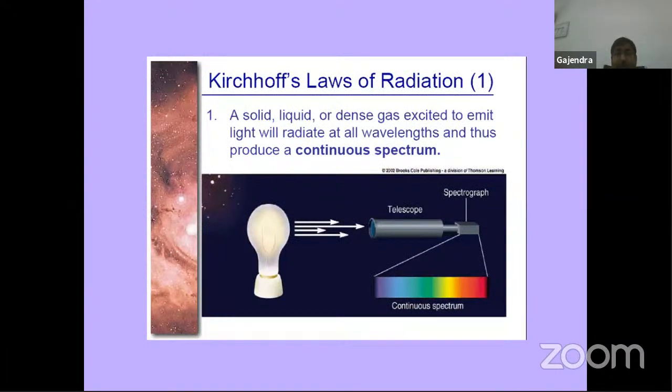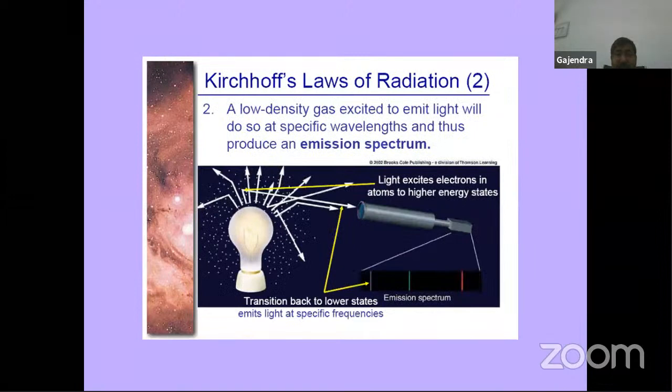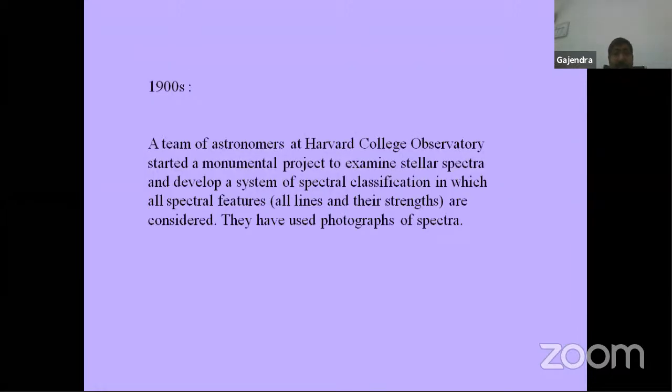I think you guys know about this spectrum and all, so I will skip this. Earlier it was just by eye. Then in the 1900s or so, people had photographic plates. So instead of studying the spectra with the eye, they recorded them on a photographic plate and studied the intensity of these bands. This is a picture where they are studying the band intensities.